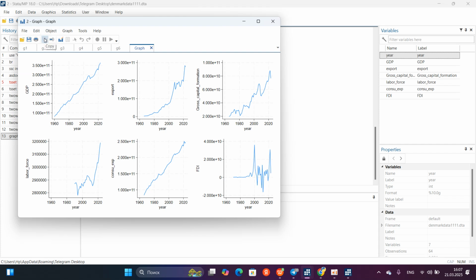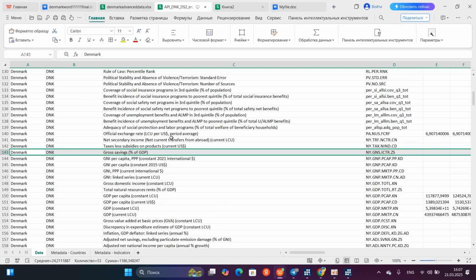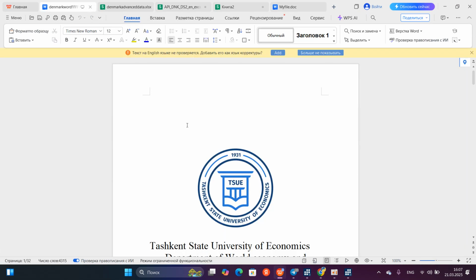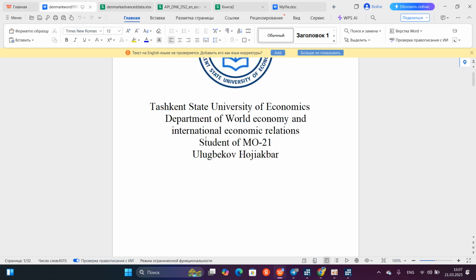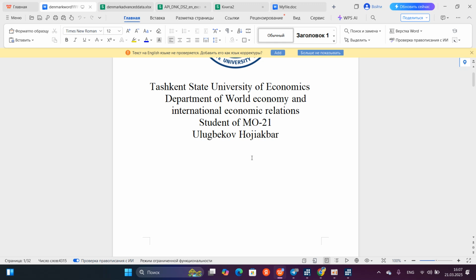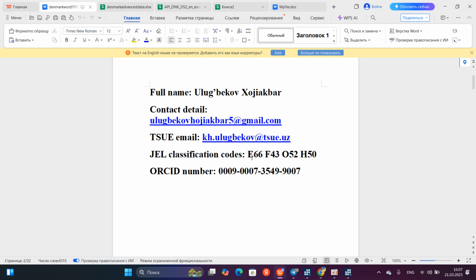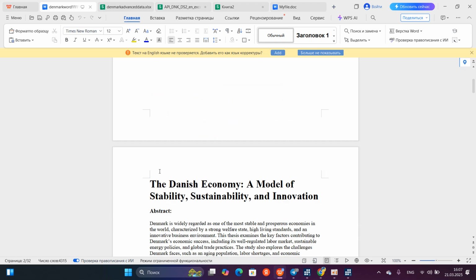And then we copy it and put it in our Word file. Here you can see my Word file. My name is Ulugʻbekov Xojiakbar, as I said, and I'm a student of Tashkent State University of Economics and a student of group MO21. My contact details, email, JEL classification codes, and receipt numbers.